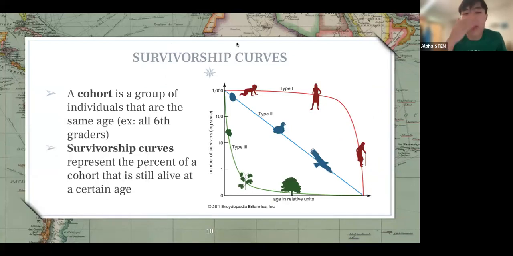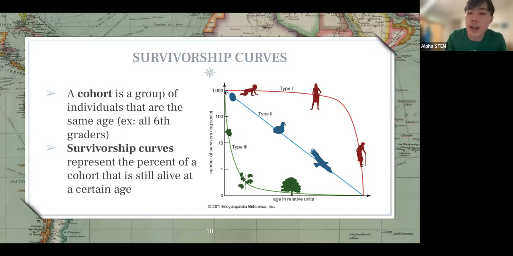But besides just population number, we'd also like to know more about the population structure of a specific population. A cohort is a group of individuals that are all the same age, for example, all sixth graders or all people who were born in 2018. One thing we would like to know about a cohort is what percent of it is still alive at a certain age.